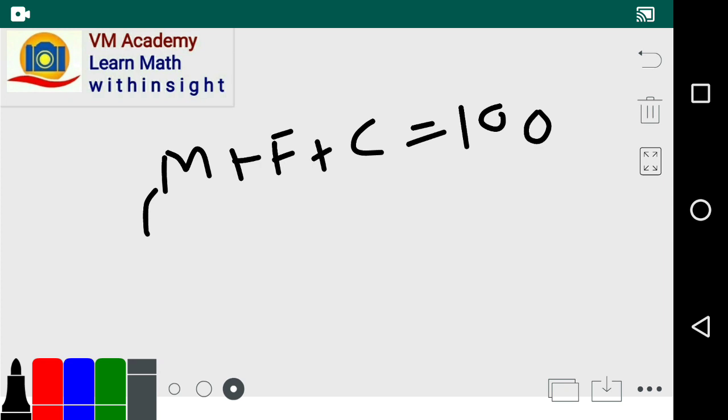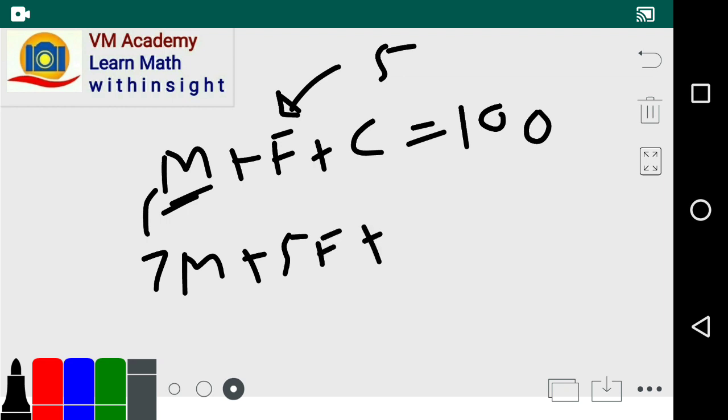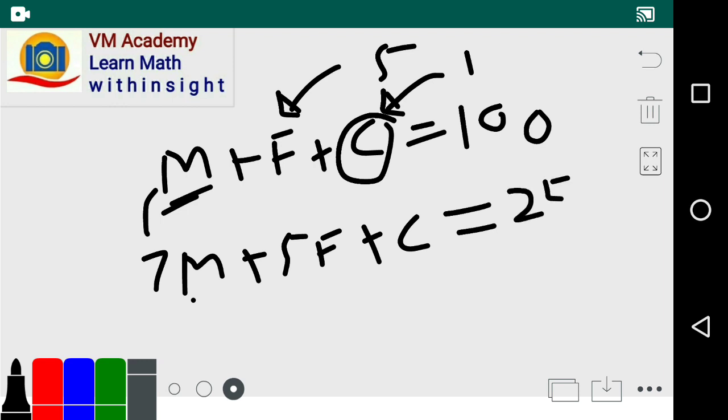So each man is given 7 rupees, so there are m men, so 7m becomes, and each female is given 5 rupees, so 5f, and each child is given 1 rupee, so c children get c rupees, so this total is equal to 250 rupees.